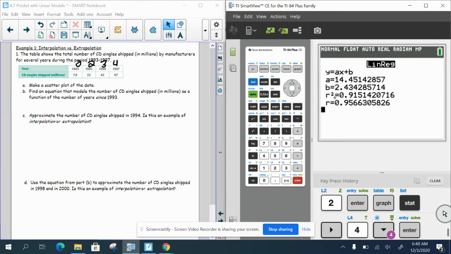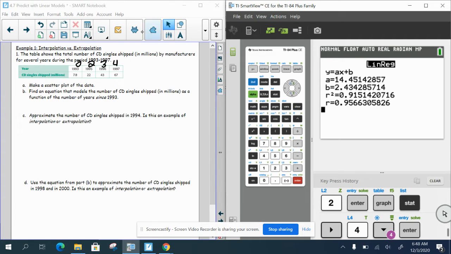Now remember, if it doesn't give you the R values, it's because you need to turn your diagnostics on. You should have already done that a couple of days ago, but if you're not seeing it, that's what that means, and maybe it just got deleted, or you just need to go back and do it again.